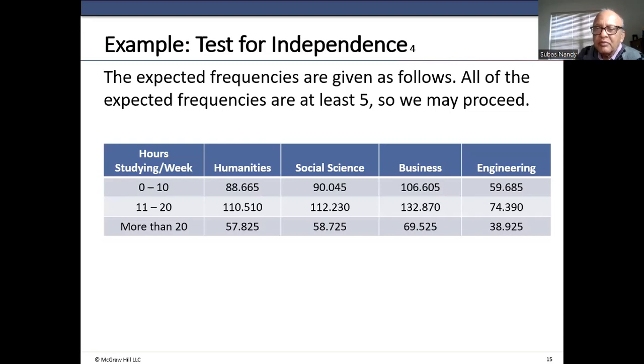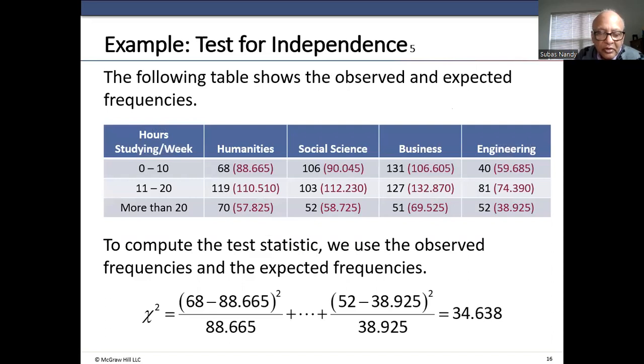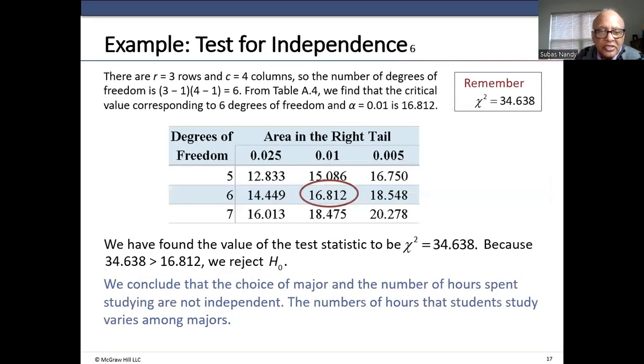That means depending on your major, you will study more or you study less. So basically your major determines how many hours you study per week. Yep. So their chi-square test statistic is 34.638.